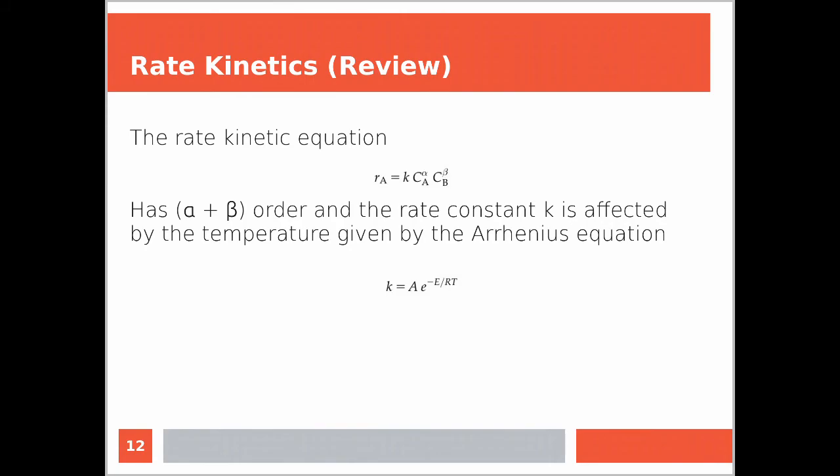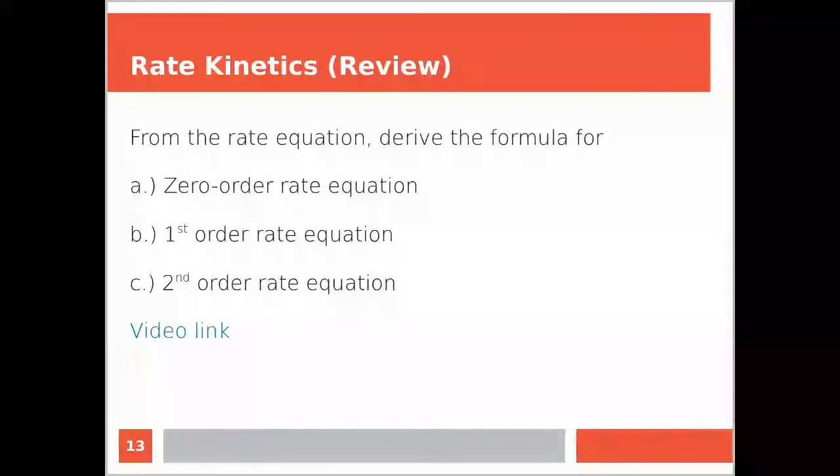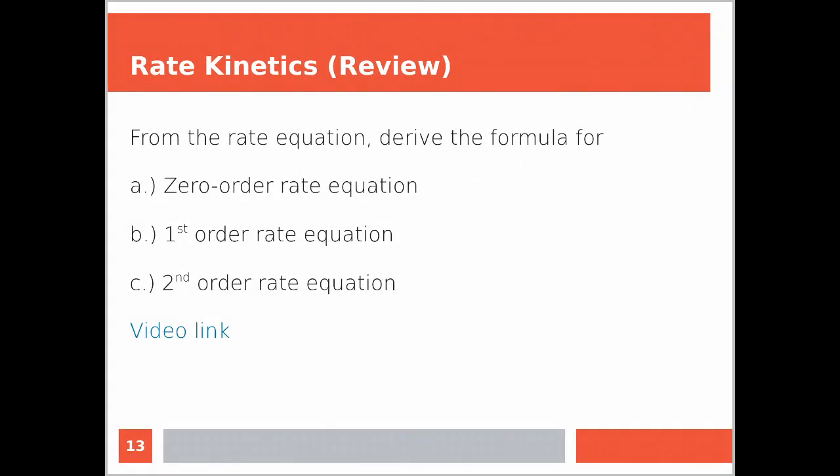And we have your K. Although the kinetic constant is different from the equilibrium constant, the kinetic constant is also affected by temperature. And how is it affected? It's given by your Arrhenius equation. K is equal to A, the Arrhenius constant, times e, the natural exponential, to the negative energy over RT. So this is just a review of your rate kinetics.